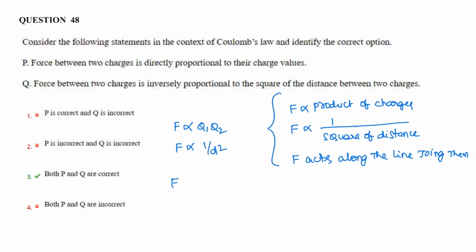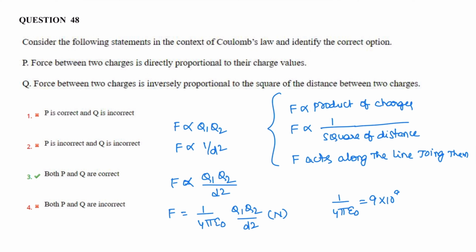Now the force of attraction is proportional to q1 q2 by d square, and the proportionality constant is 1 by 4 pi epsilon naught, so force is q1 q2 by 4 pi epsilon naught d square newtons. The value of 1 by 4 pi epsilon naught is 9 into 10 power 9, and epsilon naught is permittivity whose units are farad per meter. So the correct option is both P and Q are correct. Force is directly proportional to the product of the charge values and inversely proportional to the square of the distance between the charges.